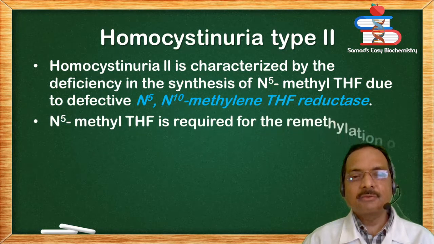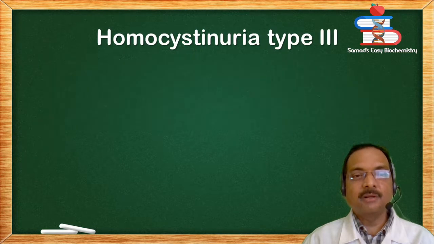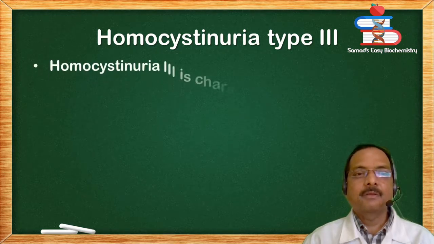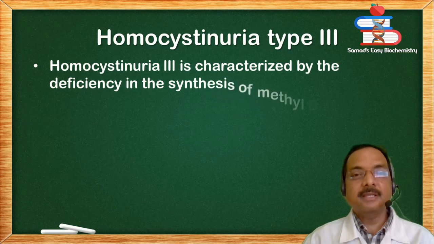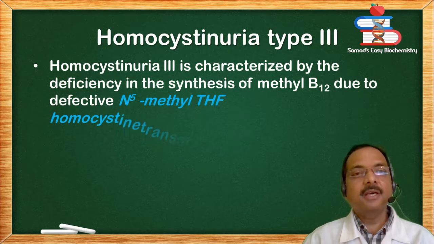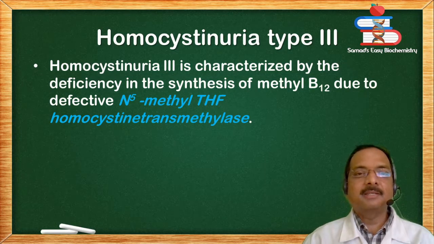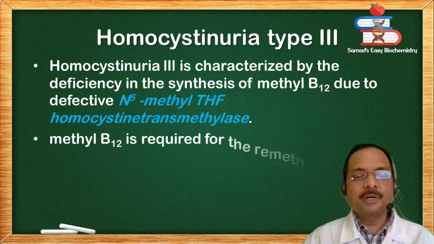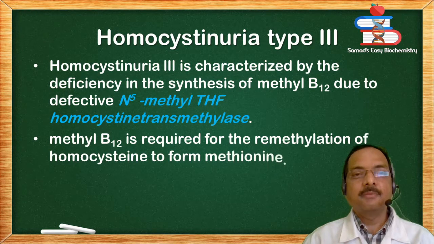N5-methyl tetrahydrofolate is required for the remethylation of vitamin B12. Homocystinuria Type 3. Homocystinuria Type 3 is characterized by the deficiency in the synthesis of methyl B12 due to defective N5-methyl tetrahydrofolate homocysteine transmethylase enzyme. Methyl B12 is required for the remethylation of homocysteine to form methionine.